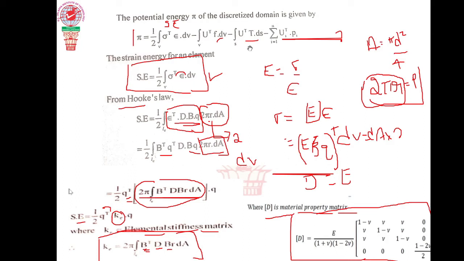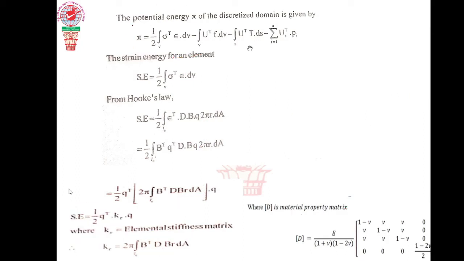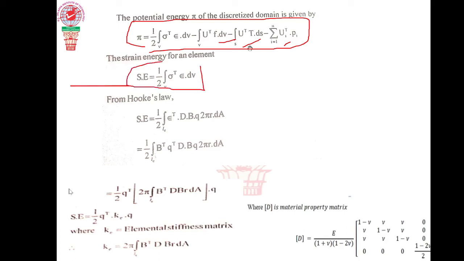I will repeat once again because you have to understand. First, we are going to derive the stiffness matrix based on the potential energy. The potential energy is nothing but the sum of strain energy plus work potential due to body force, traction force and point force. Now we are considering only the strain energy part. Strain energy for the element is this much.